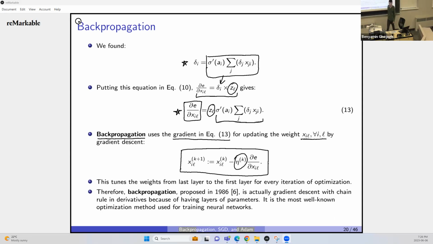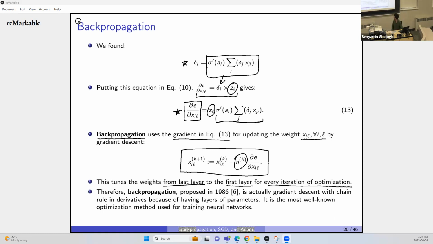Okay? And as you saw, it was very simple. Backpropagation was very simple. I have seen several explanations for backpropagation. This is the simplest one, and this was taught by Professor Ali Qudsi. I adopted his explanation. This is the simplest one. So this tunes the weights from the last layer to the first layer for every iteration of optimization.